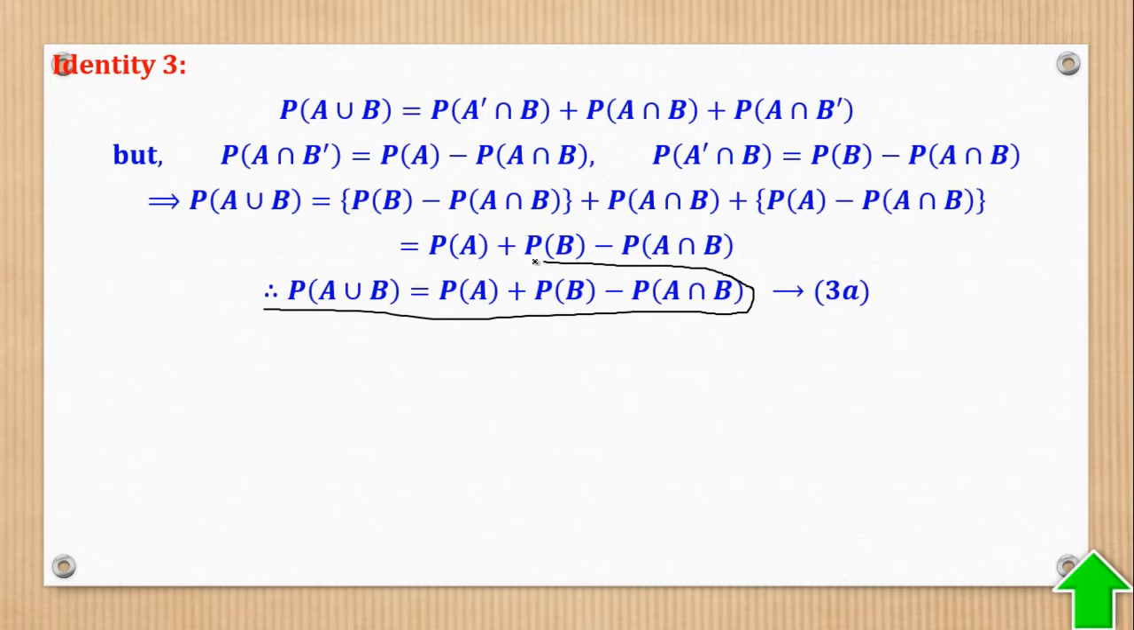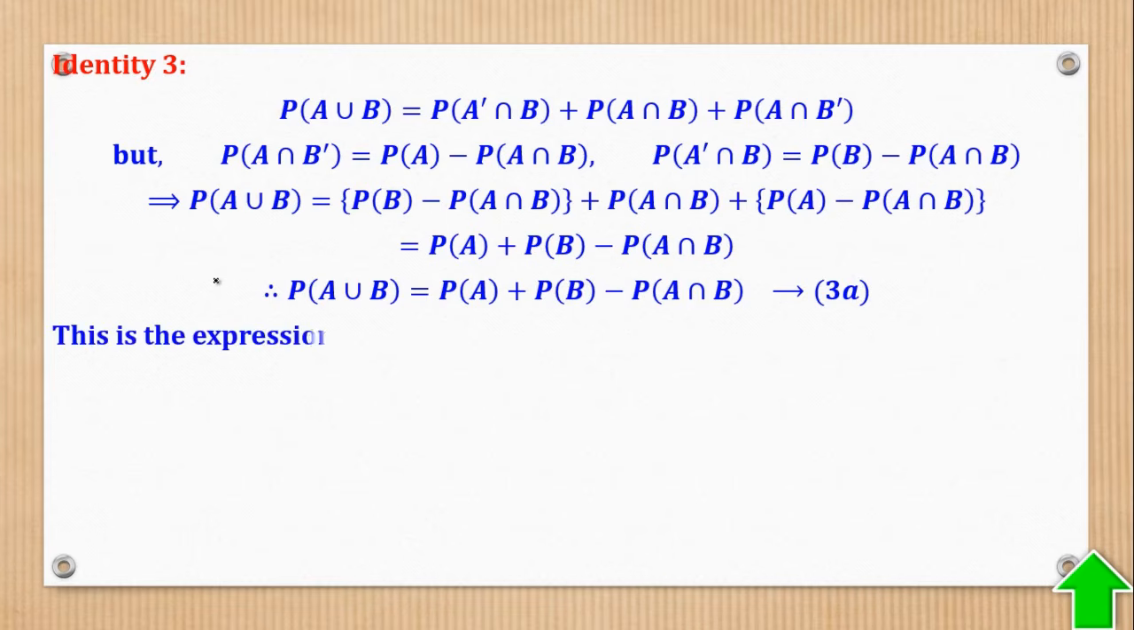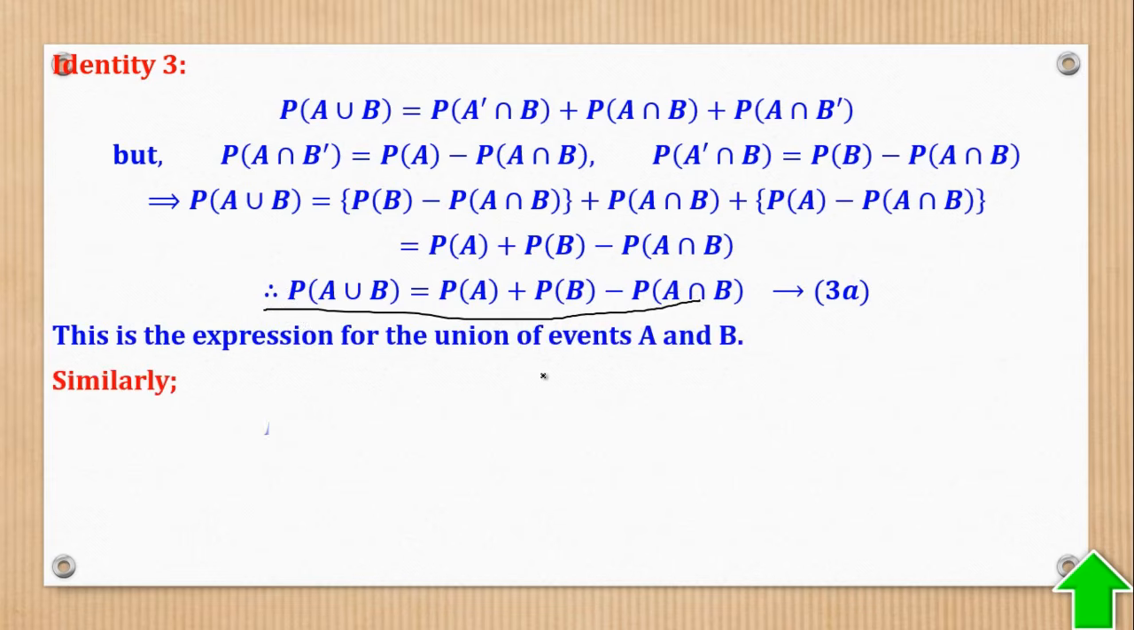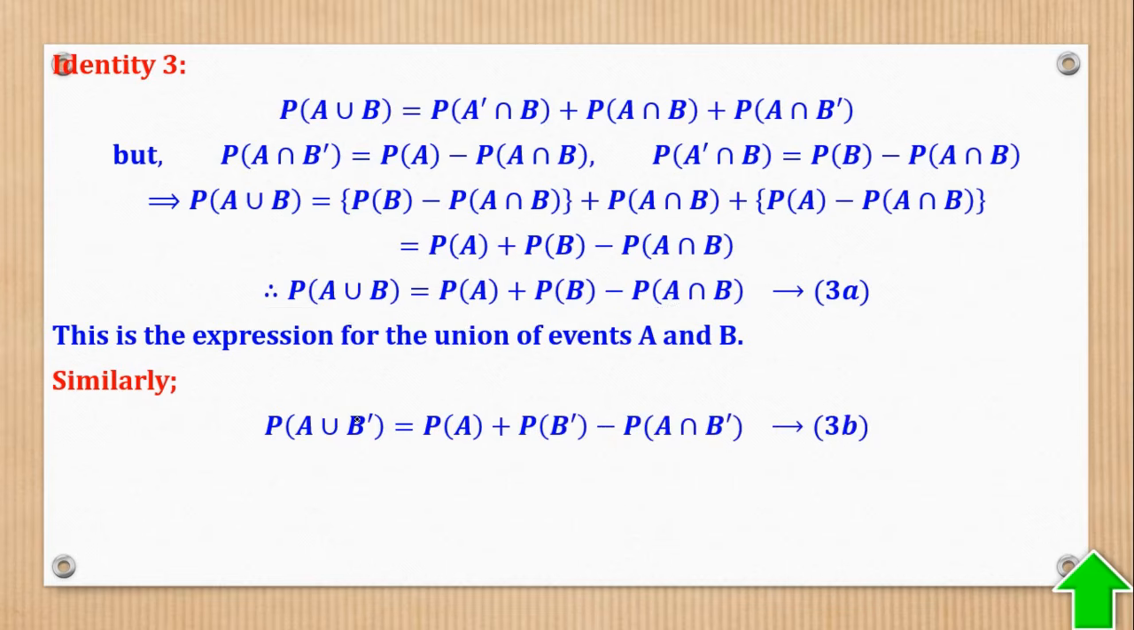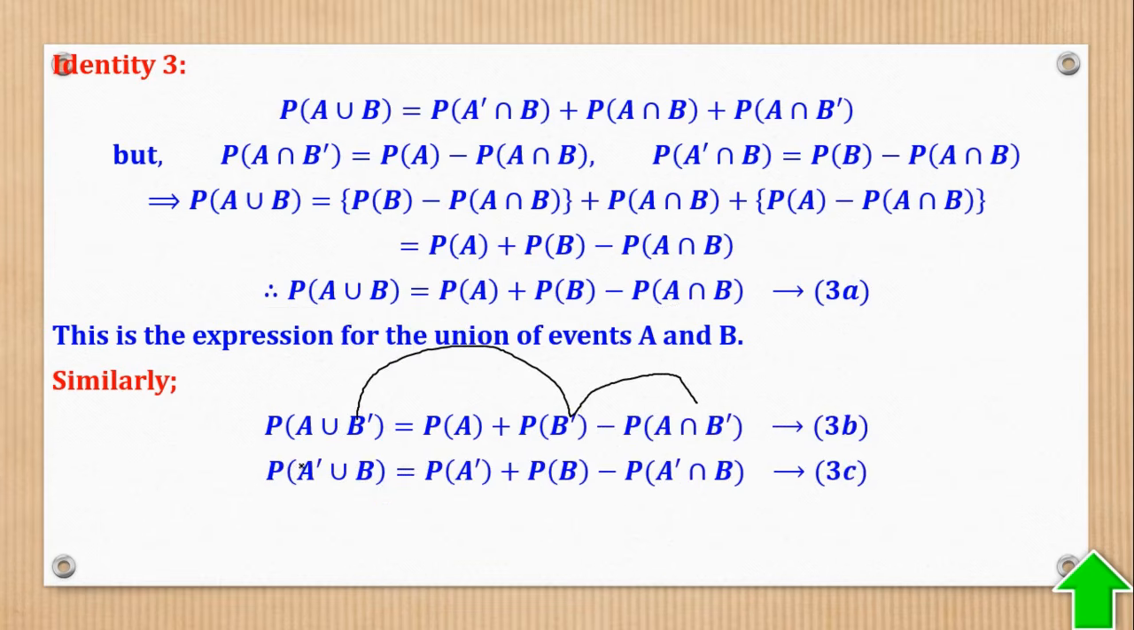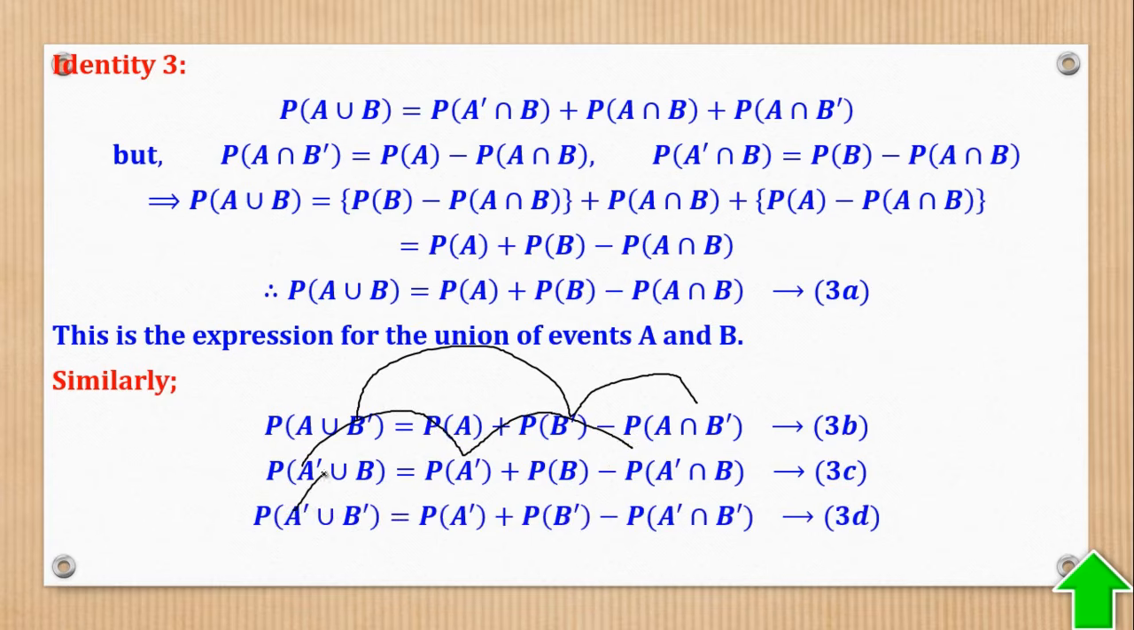So each time they ask for probability of A union B, remember that will be equal to probability of A plus probability of B minus probability of A intersection B. So this is what we call the union of two events A and B. And similarly, we can also play about with it by adding some complements. So if this is B complement, you maintain the B complement. And if there is A complement, you also maintain the A complement. And if there are complements on both, you still maintain the complements on both.